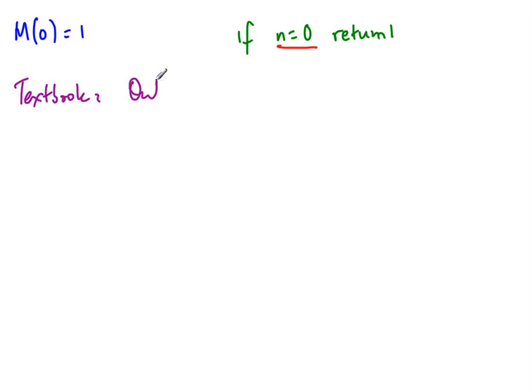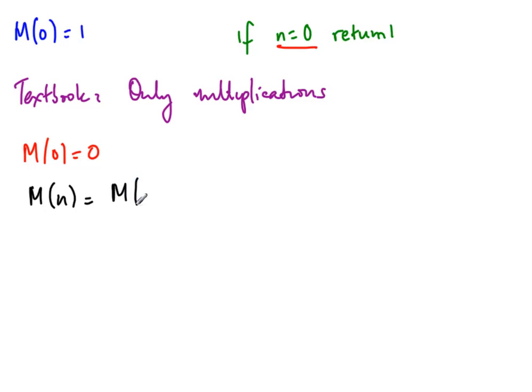We use the initial condition M of 0 equal to 1 because when we reach the final step, we have: if n equal to 0, return 1. Since both conditional checks and multiplications are treated as basic operations, we have one basic operation even when n equals 0. Now in the textbook, only multiplications are counted. So if only multiplications are counted, then the n equal to 0 case has no multiplication, and we end up with M of 0 equal to 0. Therefore, going back to the original calculation, if M of n by backward substitution is M of 0 plus n, then this is 0 plus n, which is n. This is different from our answer, M of n equal to 1 plus n.